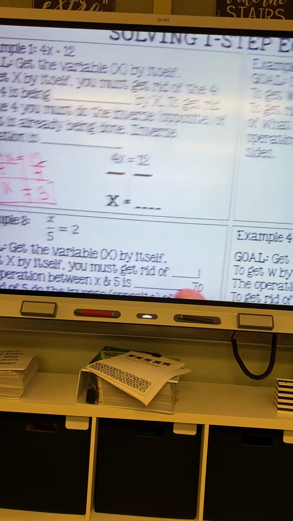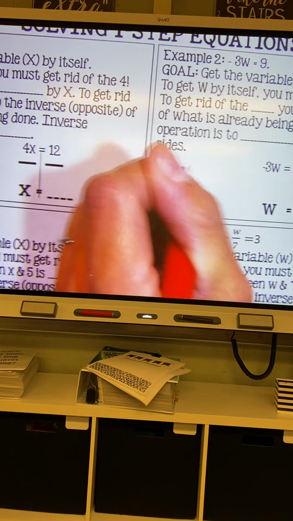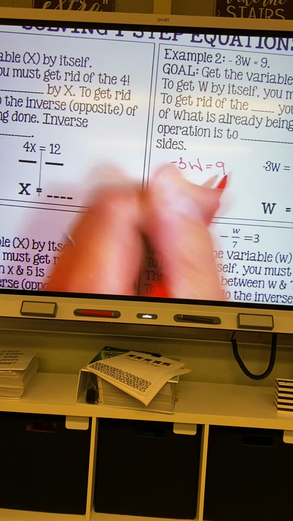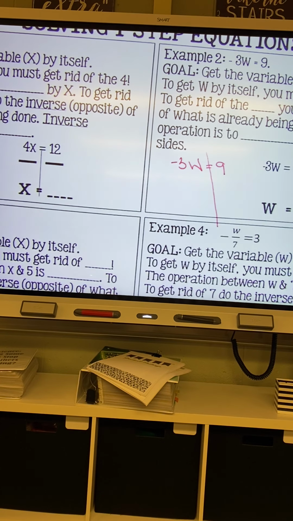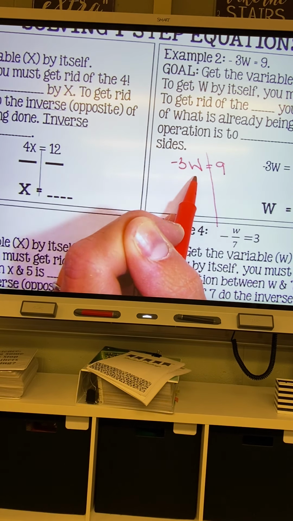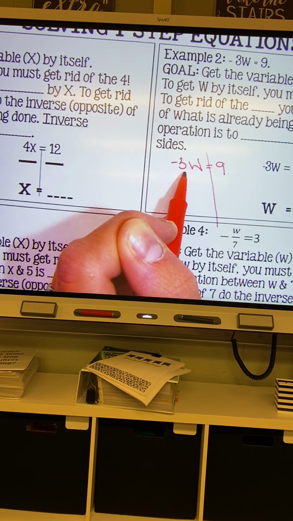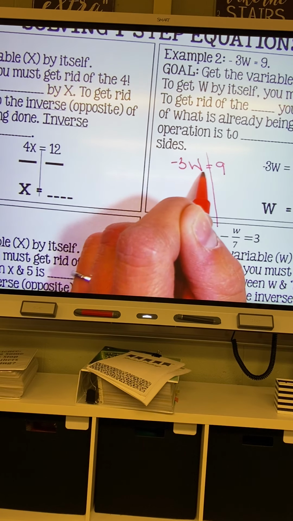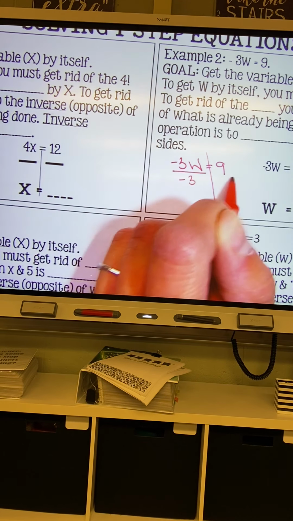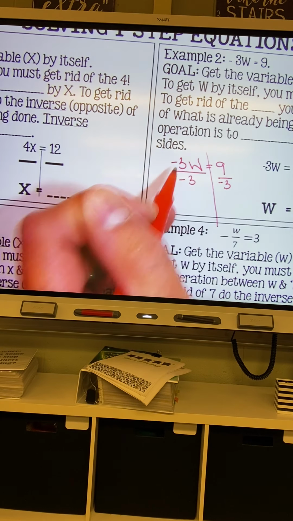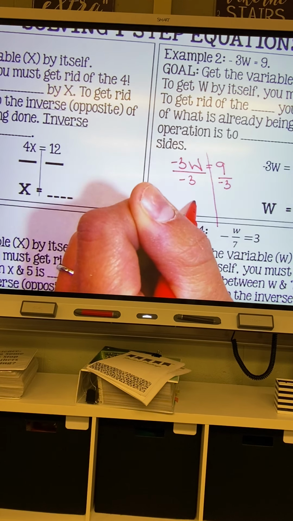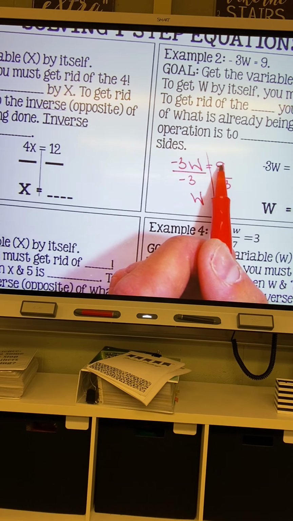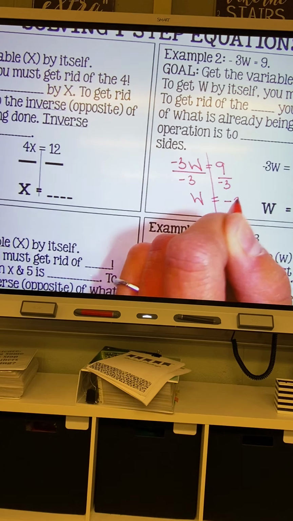Doing another one. Negative 3w equals 9. I'm drawing a line down my equal sign. I want to get the w by itself, so I need to get rid of this negative 3. Since it's negative 3w, they're hugged up next to each other, which means multiplication. I'm going to do the opposite. I'm going to divide by negative 3 on both sides. Negative 3 divided by negative 3 gives me a positive 1w, and we don't have to put the 1 in front because we get lazy with it. 9 divided by negative 3 gives me a negative 3.